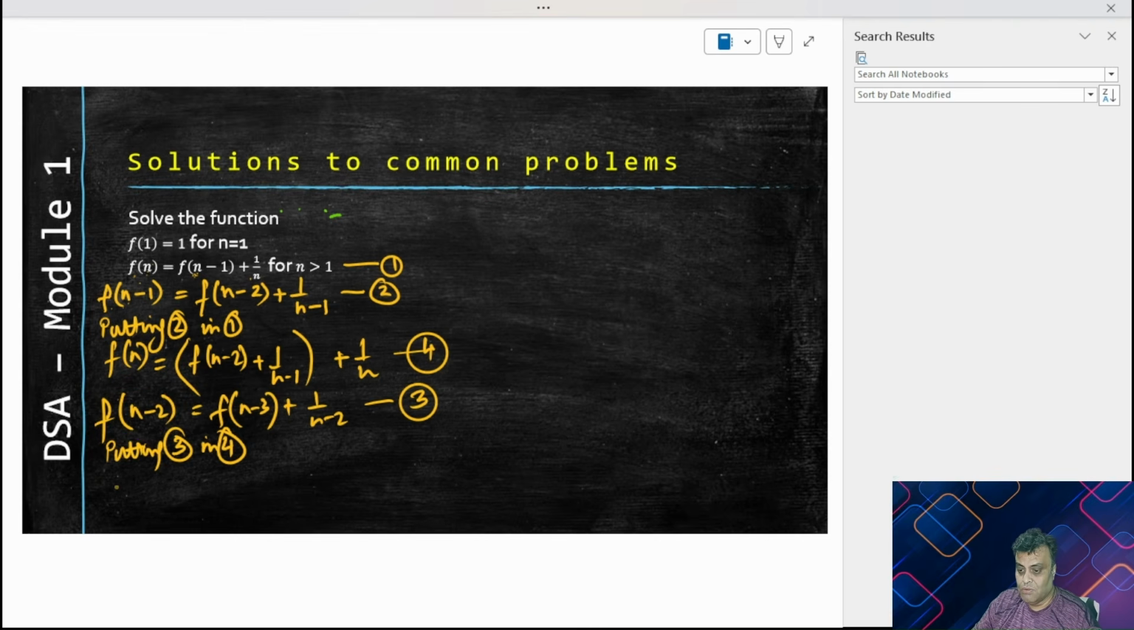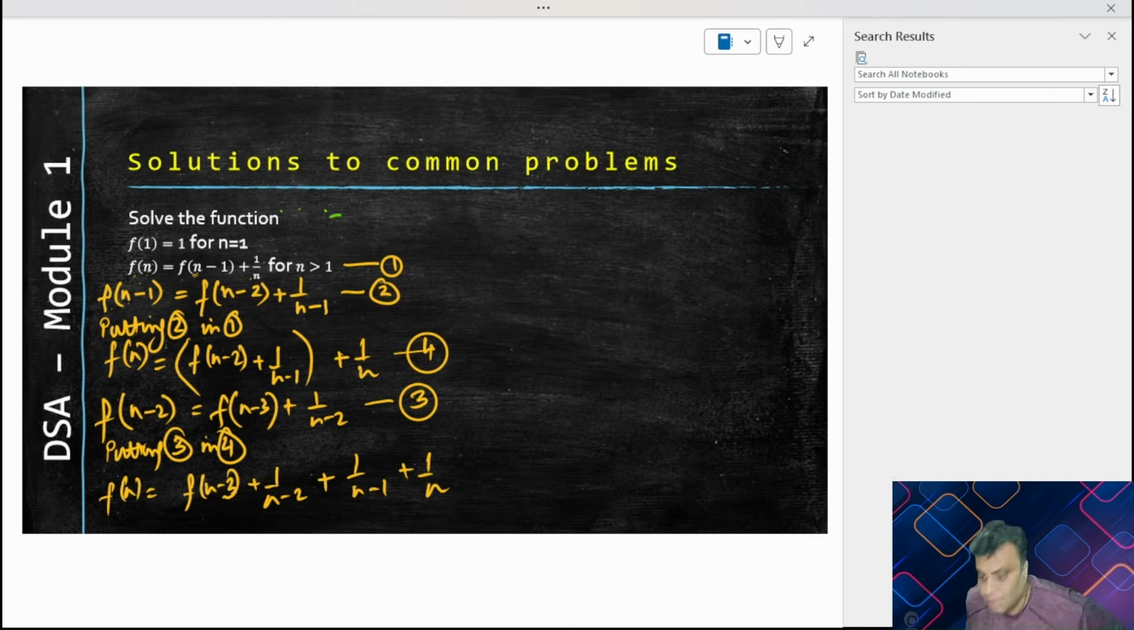So now we'll say fn is equal to fn minus 3 plus 1 by n minus 2 plus we have this 1 by n minus 1 plus we have this 1 by n. That is what it is coming to. So if you can see now that this goes on, and we'll have to take an arbitrary integer where this is an intermediate step.